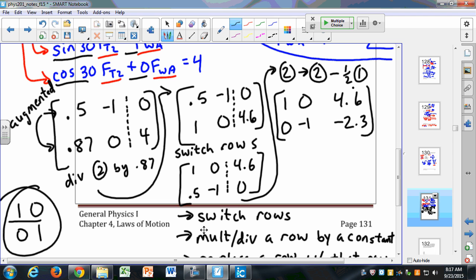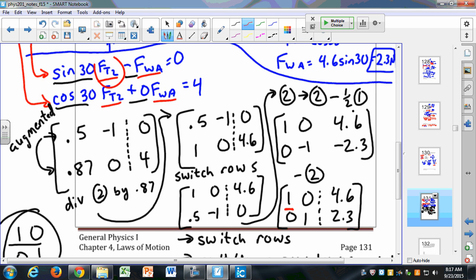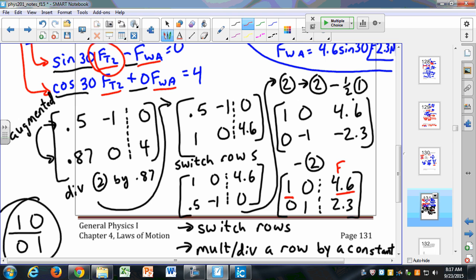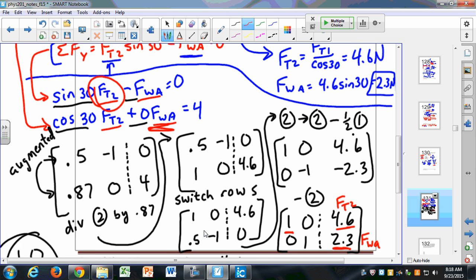And then the final step is just to take the negative of row 2. And so I get 1, 0, 4.6, and 0, 1, 2.3. All right, let's see, what were our answers? What this tells us is that the coefficient here, that was our FT2, is equal to 4.6. The coefficient here, which was FWA, tells us this is FWA. Does that jibe with what we found? FWA is 2.3 and FT2 is 4.6.